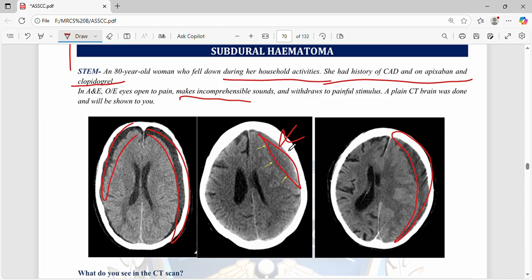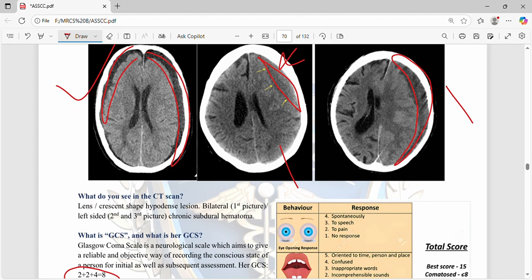So here we have bilateral subdural hematoma, unilateral left-sided, and here the same left-sided hematoma. So what do we see on the CT? This is a brain CT, plain, without contrast. Remember, brain CTs are always without contrast. Okay, so simple plain CT, and then we have the lens crescent shape hypodense lesion, bilateral in the first, and the second and third have the chronic subdural hematoma.